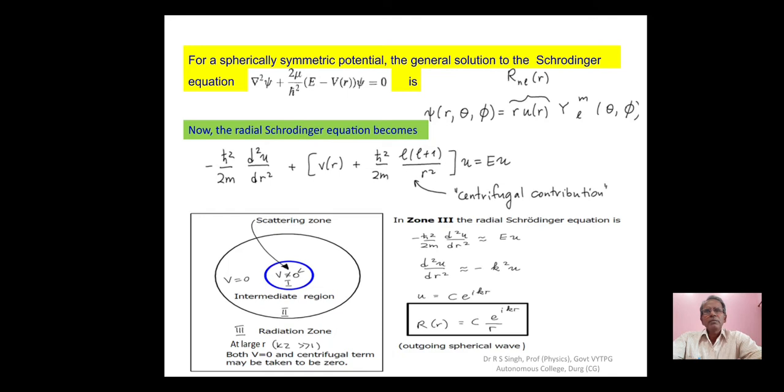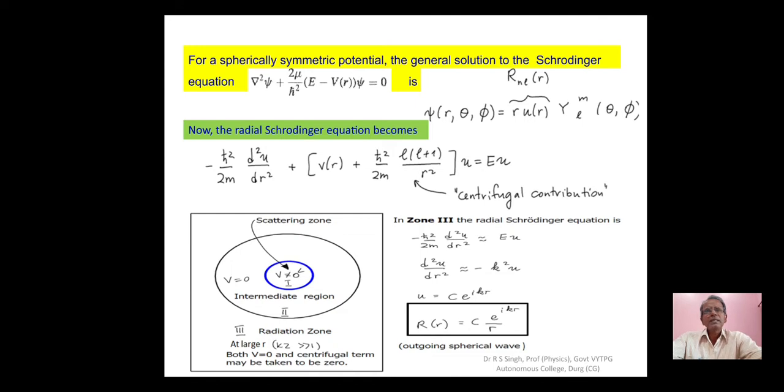Using separation of variables, we may write the wave function ψ as the product of a radial function R(r) and a spherical harmonic Y. The radial function capital R of small r may be put equal to small r multiplied by u, which is a function of r, and we get the radial Schrodinger equation with the centrifugal contribution.